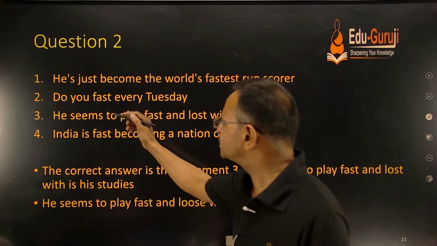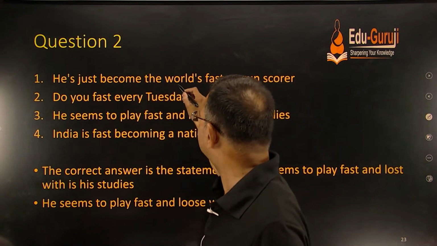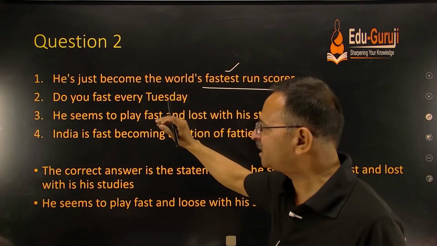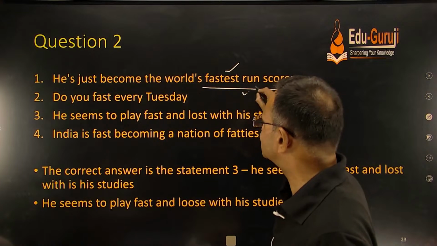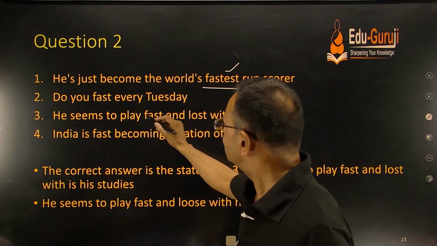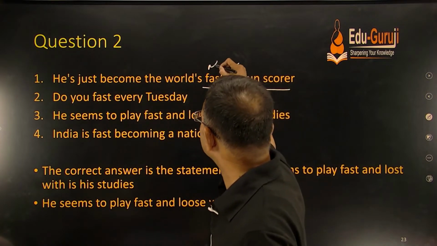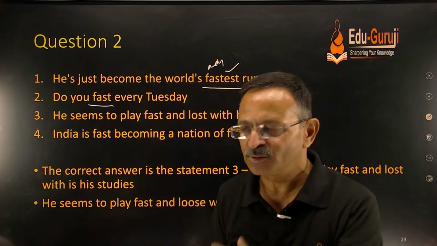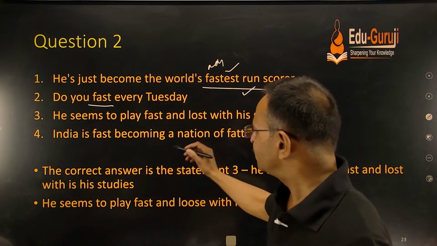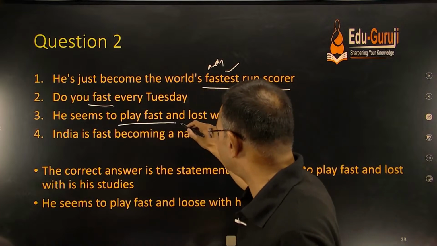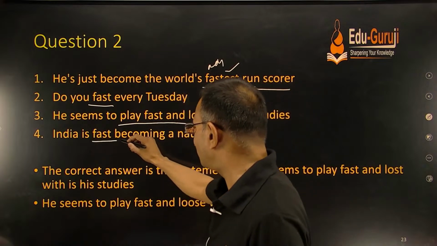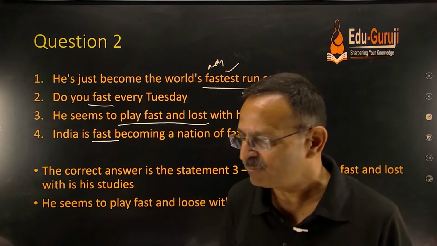So look at the first one. He is just becoming the world's fastest run scorer. Here it is being used as an adjective, and it looks quite okay, no problem. Then, do you fast every Tuesday? That means we are using it as a verb. Then this is the idiomatic use, play fast and lost. And then again, India is fast becoming, this is being used as an adverb.